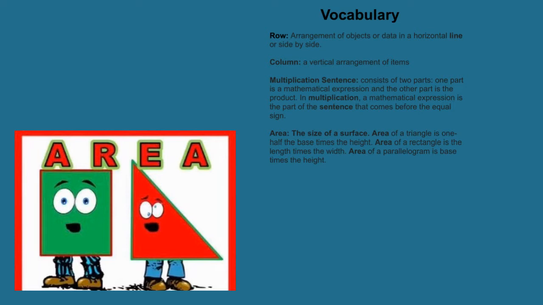And finally, area, which is the size of a surface. Area of a triangle is 1/2 the base times the height. Area of a rectangle is the length times the width. And area of a parallelogram is base times height.